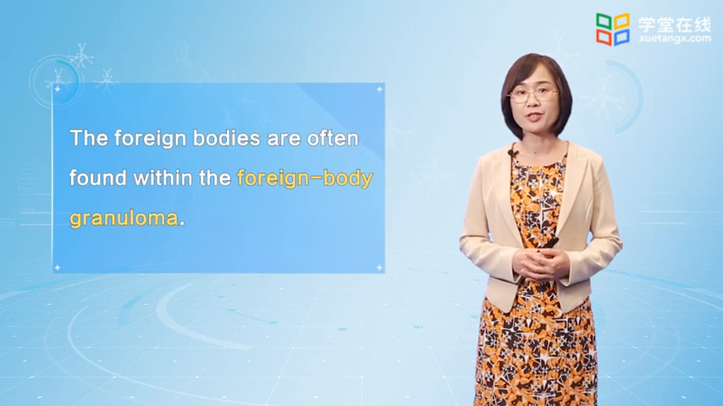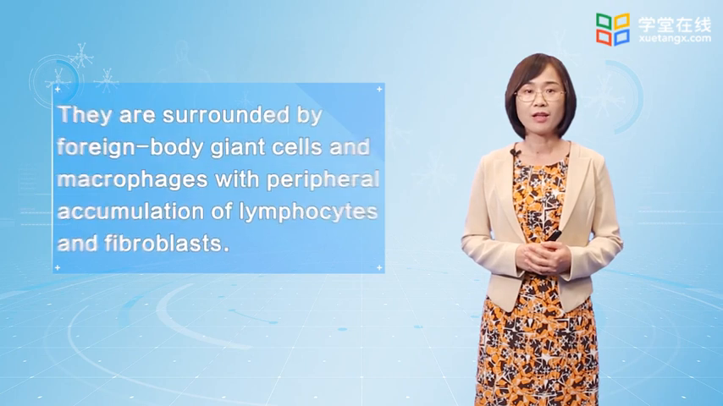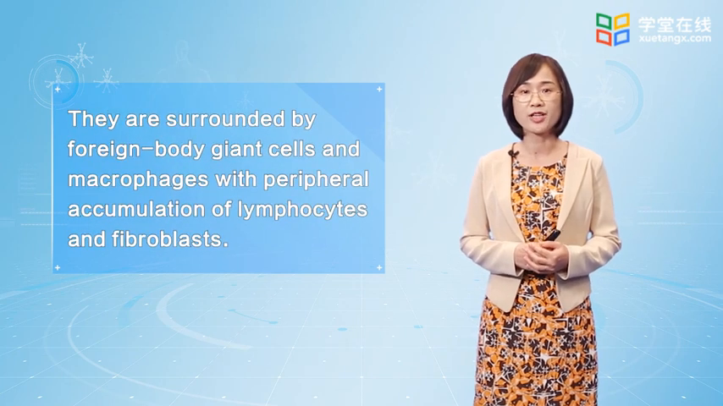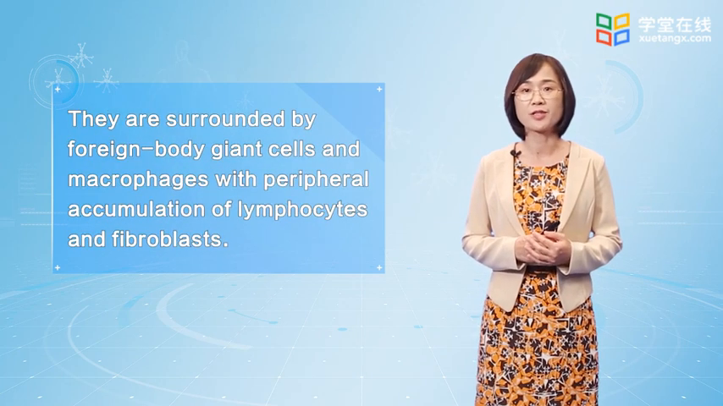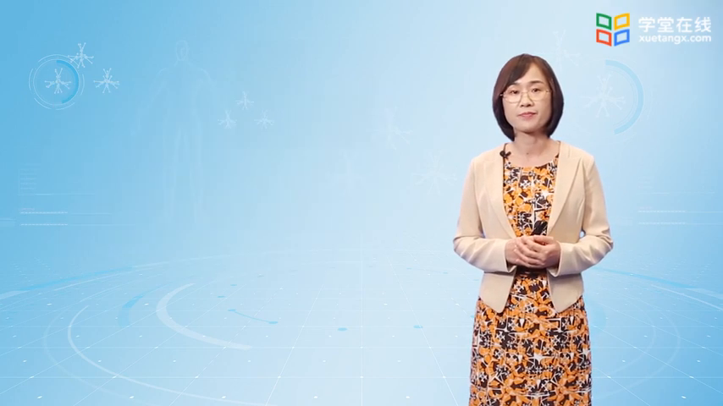What is the morphology of foreign body granuloma? The foreign bodies are often found within the foreign body granuloma. They are surrounded by foreign body giant cells and macrophages with peripheral accumulation of lymphocytes.